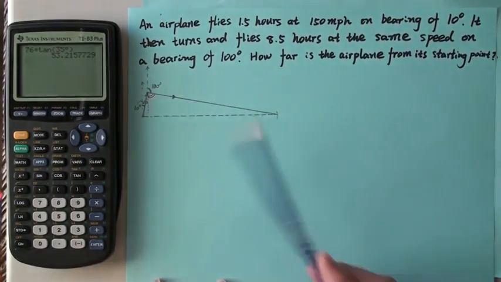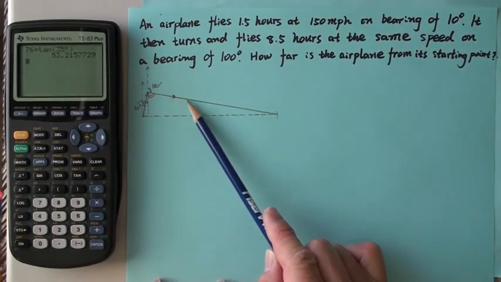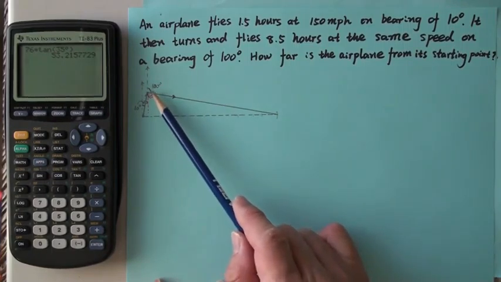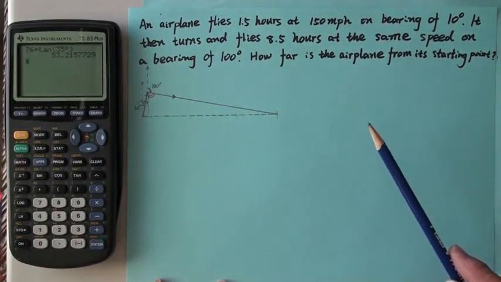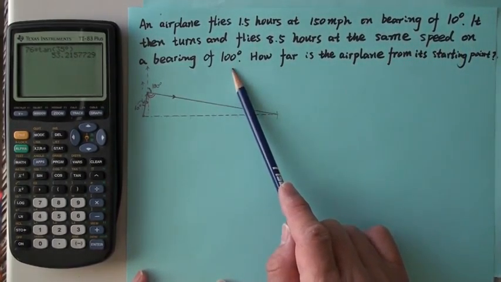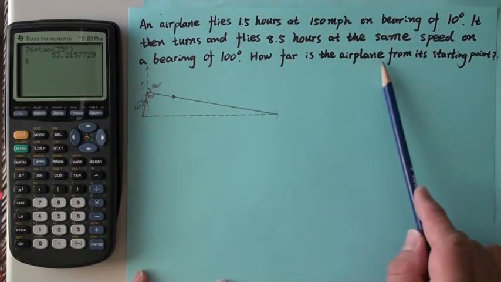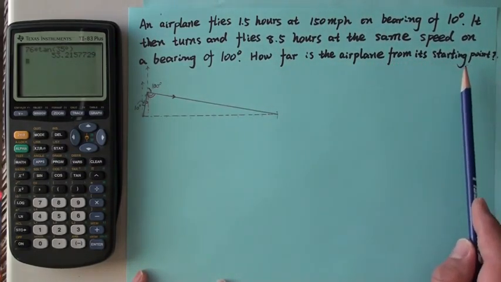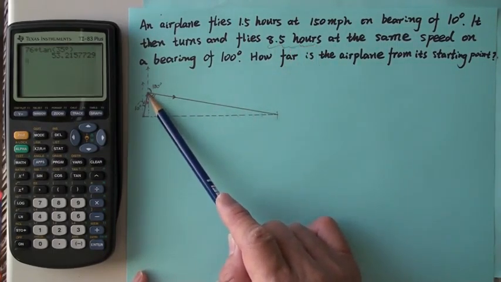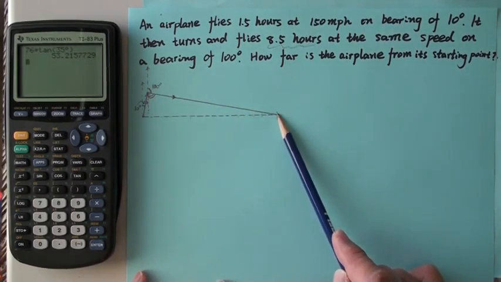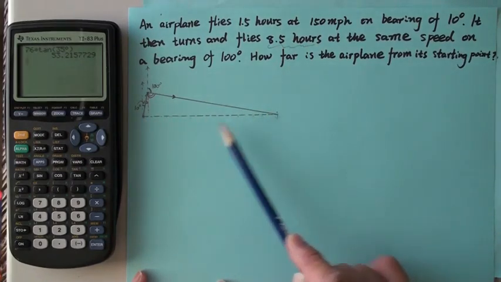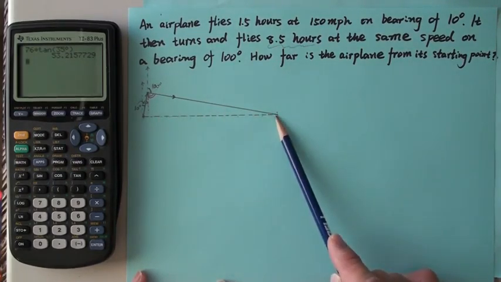So at this point it turns, with a bearing of 100 degrees. Now with the same speed, how far is the airplane from its starting point? So you know 8.5 hours it goes from here to here. So we want to find out the distance between this point and this point, those 2 points.